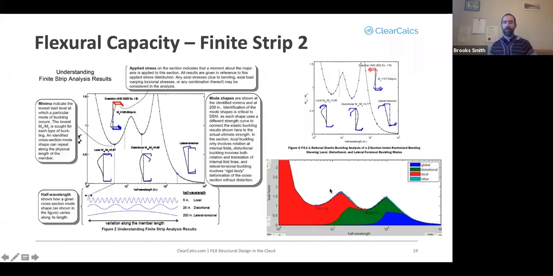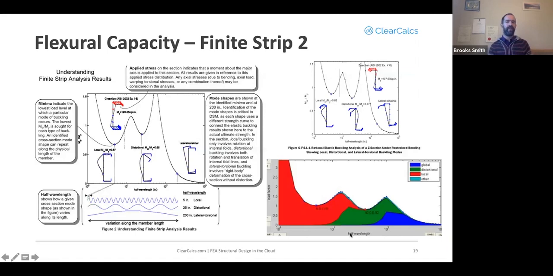So these are somewhat scary looking plots potentially, and I will leave you to go through the references and tutorials for the preferred program that you decide to use for a direct strength method analysis or finite strip analysis. But basically, I wanted to talk about the basic results so you get a feel for what's going on here. When you do finite strip analysis, you will end up with a plot that looks something like what's in the lower right here, where the x-axis is the half wavelength and the y-axis is a load factor.